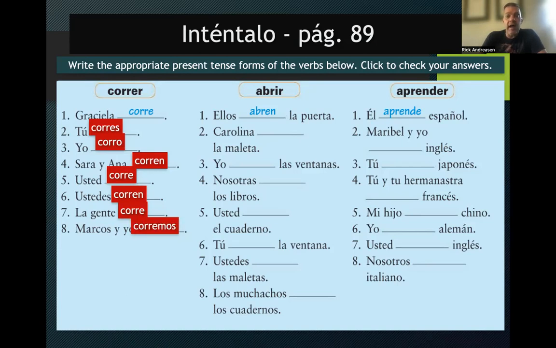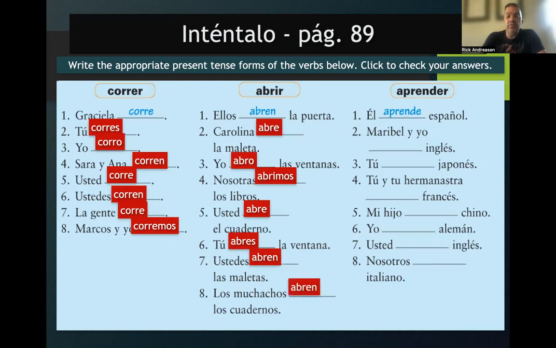Okay? Para el verbo abrir. Número 1, ellos abren la puerta. Third person plural. Número 2, Carolina abre la maleta. Número 3, yo abro las ventanas. Número 4, nosotros abrimos los libros. Número 5, usted abre el cuaderno. Número 6, tú abres la ventana. Número 7, ustedes abren las maletas. Número 8, los muchachos abren los cuadernos.